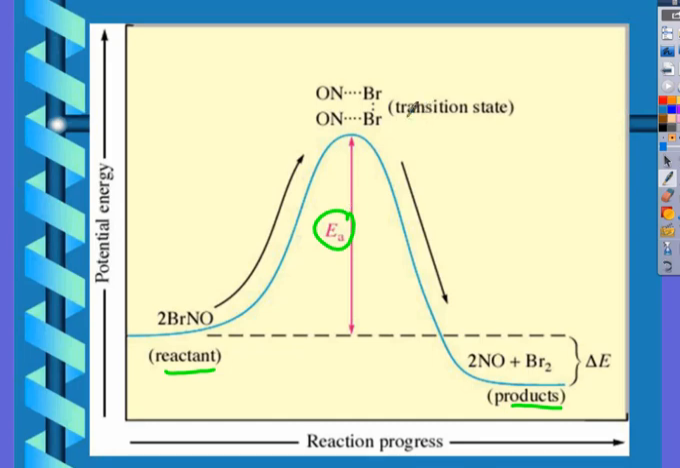When we're at the top of the hill, we're at a transition state where it's not reactants, it's not products. If we have enough energy, they go on to become products. If they don't have enough energy, they go back down to become reactants.